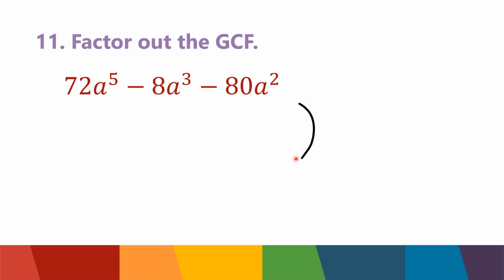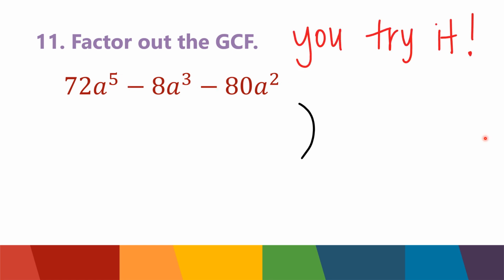You can see my parentheses is accidentally popping up here. That's okay. All right, so it says factor out the GCF. We're looking at 72a to the 5th minus 8a cubed minus 80a squared. I want you to try this one, so pause the video, figure out what is the greatest common factor, and then pull it out in front, then divide through by that greatest common factor to figure out what's left inside the parentheses.